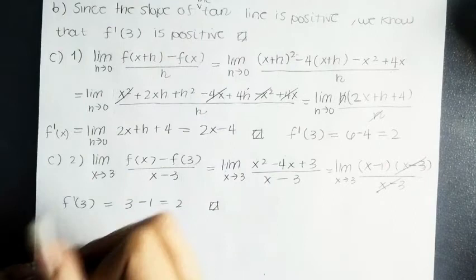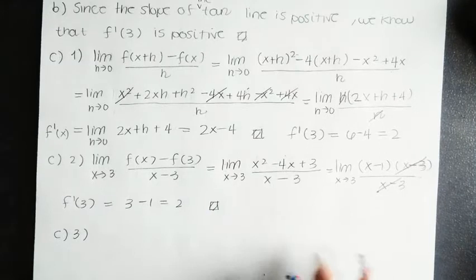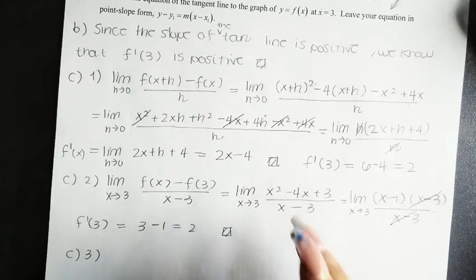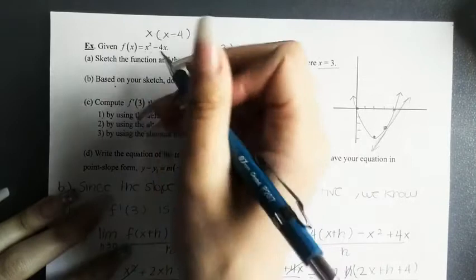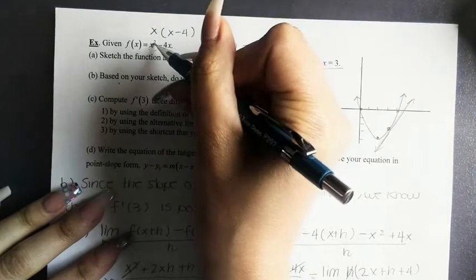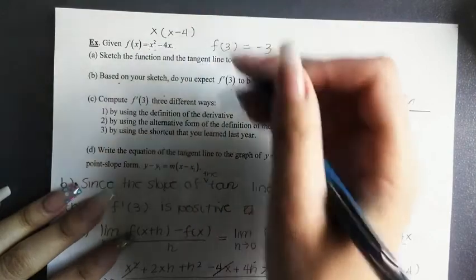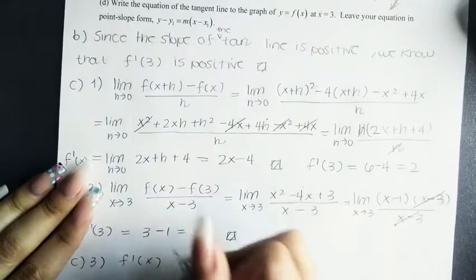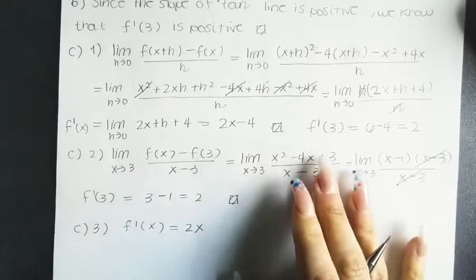For C3, we're going to use the shortcut. What is the shortcut? If you didn't learn the shortcut, well, it's pretty neat. Let me explain what you want to do. When you take the derivative of this equation, you are looking for the exponent. The exponent you are going to multiply times the coefficient, which is 2 times 1, which is 2. And then the power of the x goes down by 1. So you have that f prime of x is going to be equal to 2x for the first part.